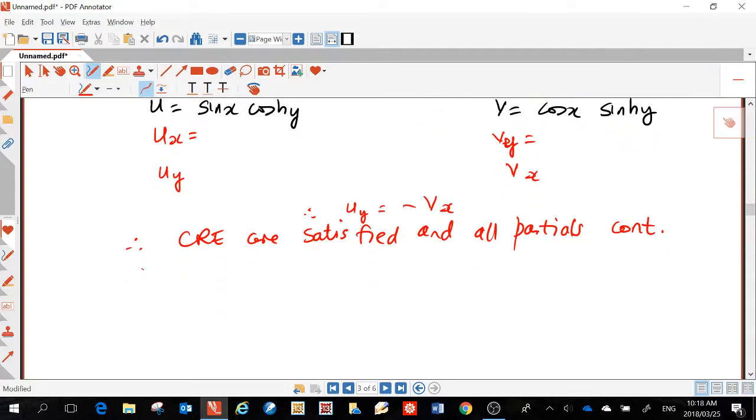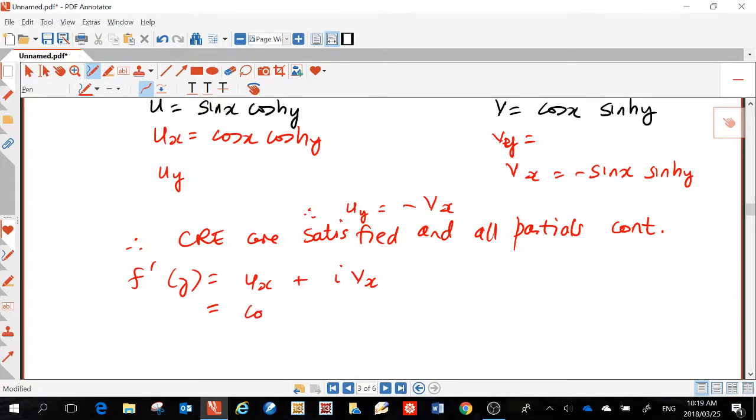Then you can say, now f dash z is ux plus i vx. Well, I suppose we should try ux would be, keep cos y the same, so it'll be cos x cos y. And here vx will be minus sine x sine y. So this can be written as cos x cos y plus i times minus sine x sine y.